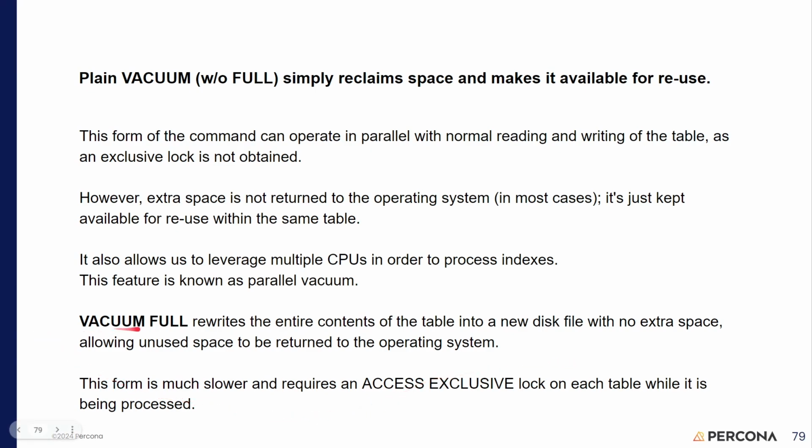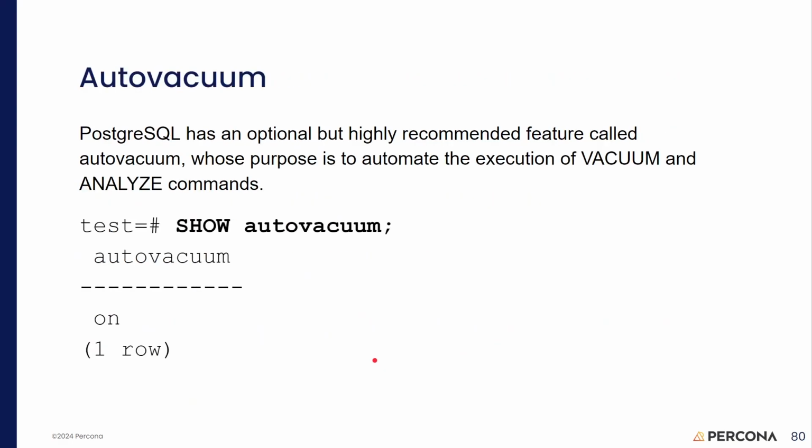Now, if you run vacuum with the full keyword on there, it rewrites the entire contents of the table into a new disk file with no extra space. The great thing here is that space is now returned to the operating system so that the server can allocate it as needed. Now, doing vacuum full is much slower and requires an access exclusive lock on each table. This could complicate ongoing production, so be careful with that.